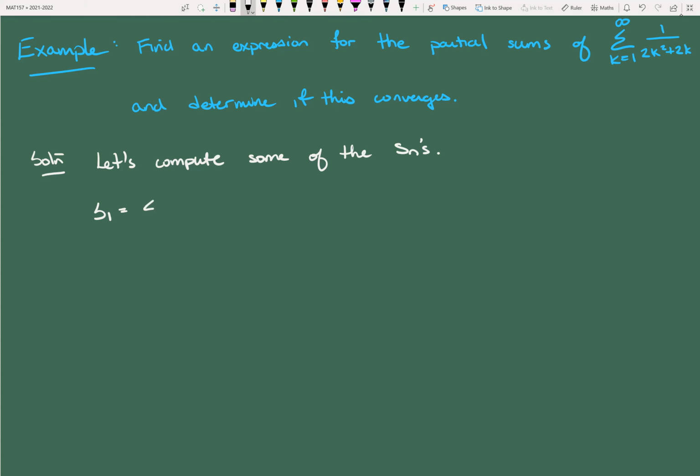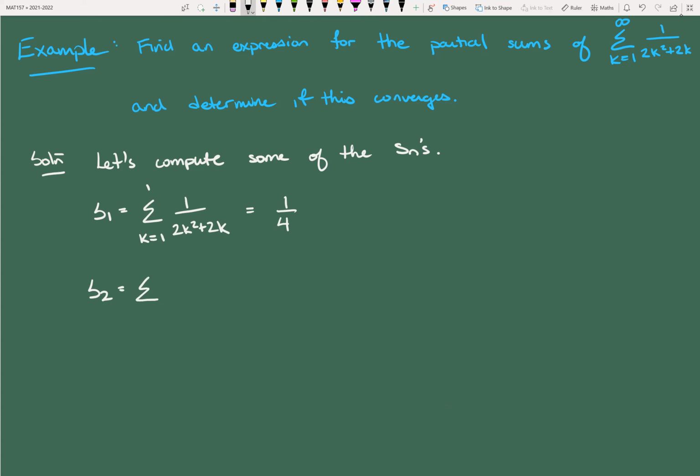Okay, so the sum from k equals 1 to 1 of 1 over 2k squared plus 2k. What is that? It's just a single number. So it's going to be 1 over 2 plus 2, right? So it's just a quarter. Okay, cool. Everybody double check my math as well.